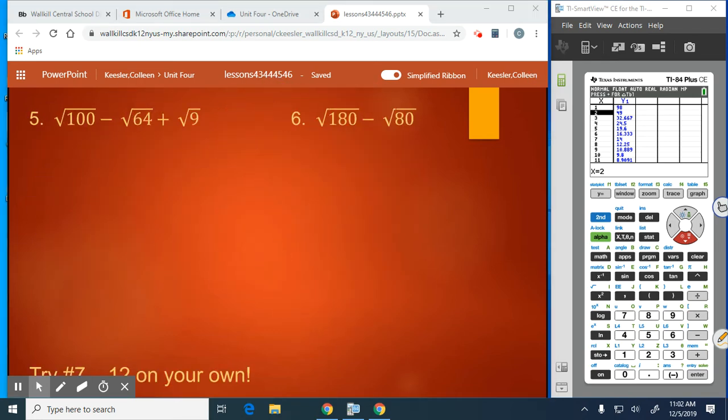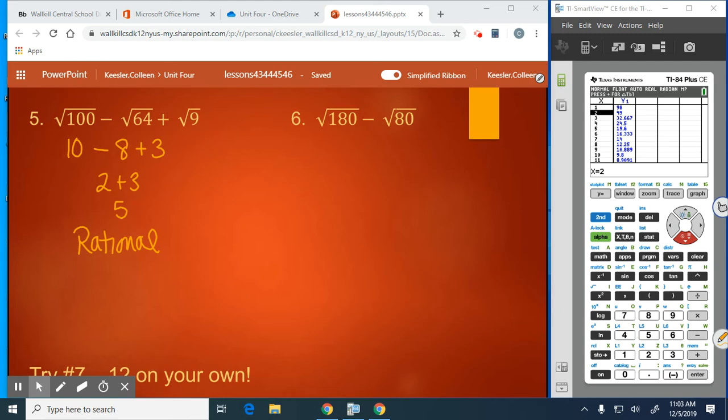Number 5, same deal. I've got to simplify these. So hopefully you recognize right away, 100, 64, and 9 are all perfect squares. So square root of 100 is 10, minus square root of 64 is 8, plus the square root of 9 is 3. 10 minus 8 is 2, plus 3 is 5. So this is rational because it's a whole number. It's no radical left over, so I have a rational answer.